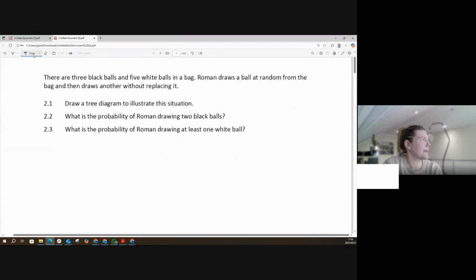There we go. Okay. There are 3 black balls and 5 white balls in a bag. Roman draws a ball at random from the bag and then draws another one without replacing it. Okay. So for my first part of my tree diagram, what are my branches going to be? What am I going to break that up into? Basically for the first draw. So we're going to have a first draw for the first set of branches, and then we're going to have a second draw.